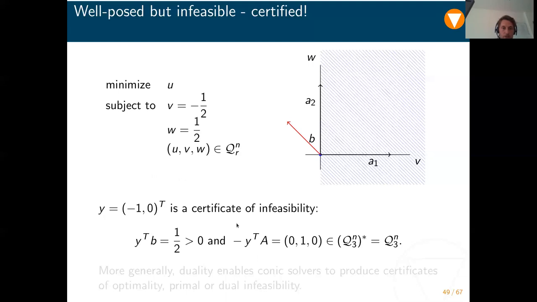And you can verify that this is a vector which is in the dual of the primal cone. The dual of the rotated quadratic cone is the quadratic cone itself. So 2 times 0 times 1 is greater or equal than 0, which is what you need for the second case. So this is how you construct, basically, an infeasibility certificate. And this is quite useful in practice.